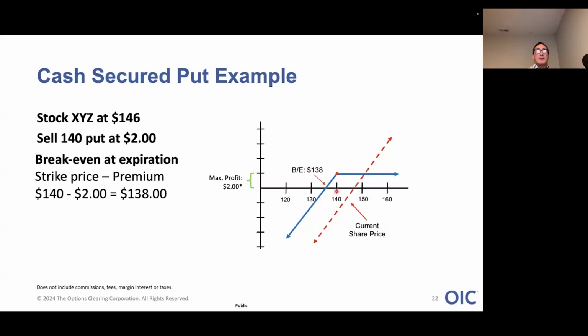If the stock finishes at 140 at expiration, this put in theory would expire worthless, and I would keep that $200. Now I can decide to go out and buy the shares in the actual market. If I buy the 100 shares for 140, I've got $2 that's going to offset the cost of that. Once again, that gets you to the break even of 138. My true cost basis on these shares is 138.